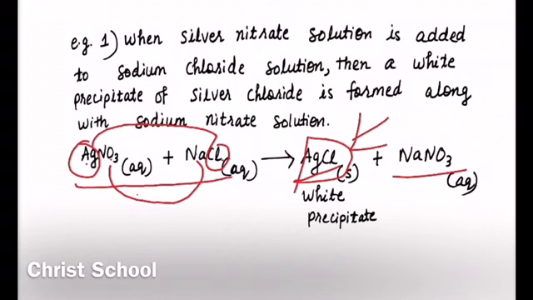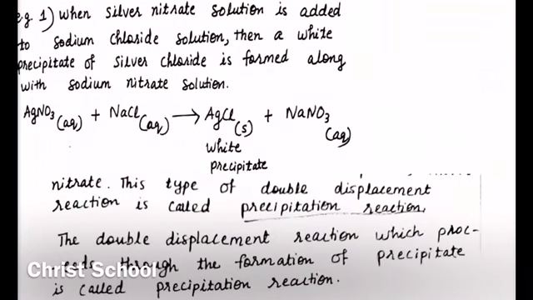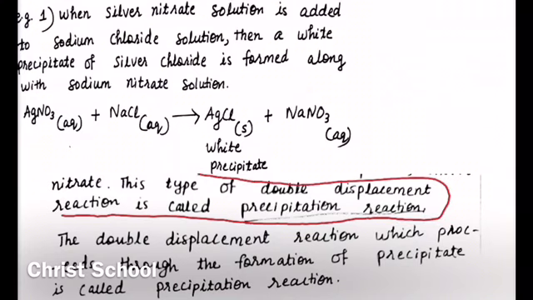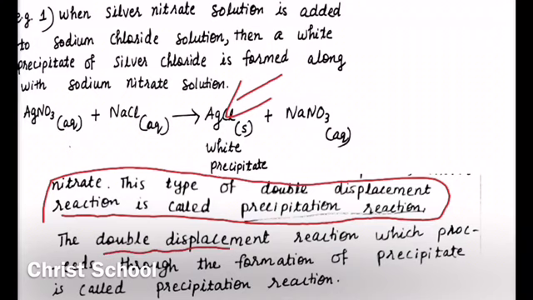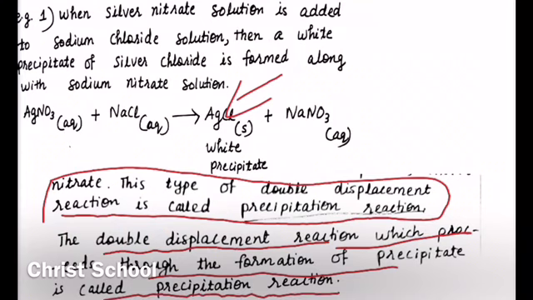Since this type of double displacement reaction forms a precipitate, such double displacement reactions are called precipitation reactions. So every double displacement reaction is not a precipitation reaction. Only if one of the products is a precipitate will we call the double displacement reaction a precipitation reaction. So we can define a precipitation reaction: the double displacement reaction which proceeds to the formation of a precipitate is called a precipitation reaction.